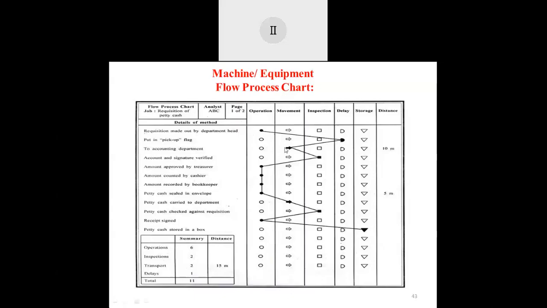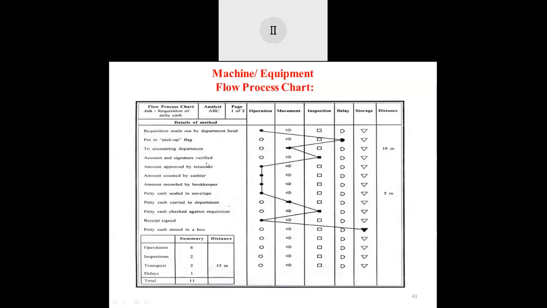After this movement, it will go to the accountant for signature verification and another verification. So some inspection will be there. That's why from this point it will come to inspection, and from inspection it will come to some operation. Three, four continuous operations will be there. So what are the operations? Amount approved by treasurer.